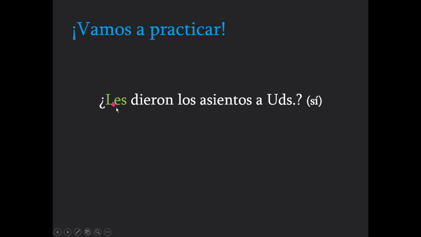Because les could be to them. If a ustedes were not there, we wouldn't know if that says, did they give the seats to them? But because it has a ustedes at the end, we know that les means to you all. ¿Les dieron los asientos a ustedes?